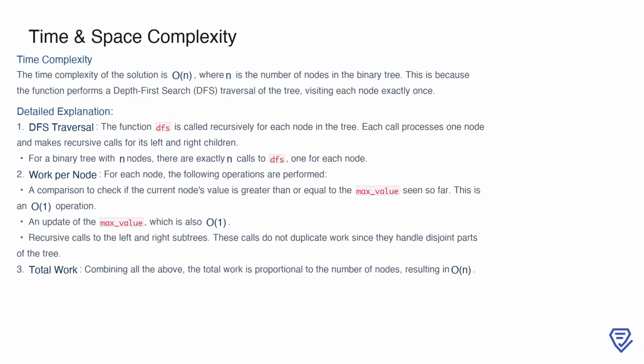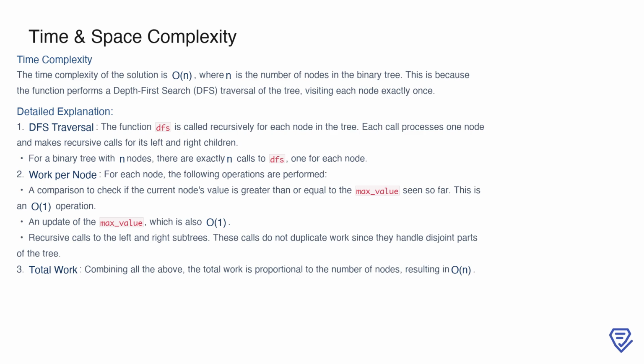The time complexity of our solution is O(n), where n represents the number of nodes in the binary tree. This is because we perform a depth-first search, or DFS, traversal, visiting each node exactly once. Each node is processed individually, and the operations per node are minimal. Specifically, we check if the node's value is greater than or equal to the maximum value seen so far, which is a constant time operation, O(1). Similarly, updating the maximum value and making recursive calls to the left and right subtrees are also O(1) operations.